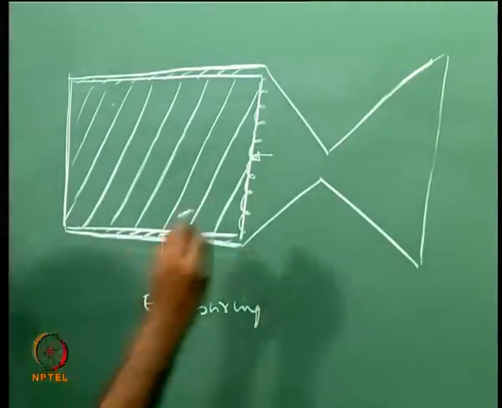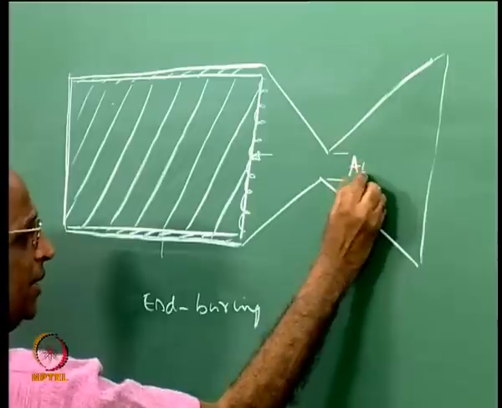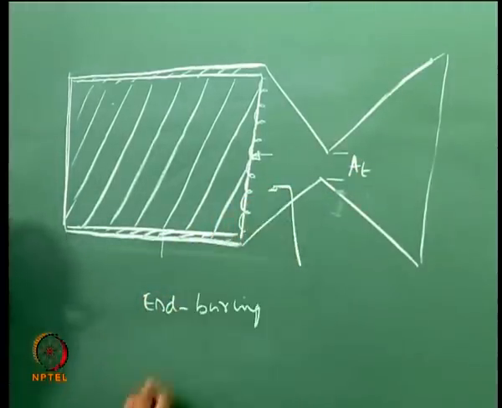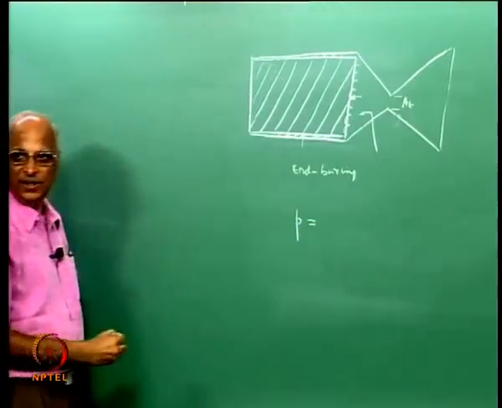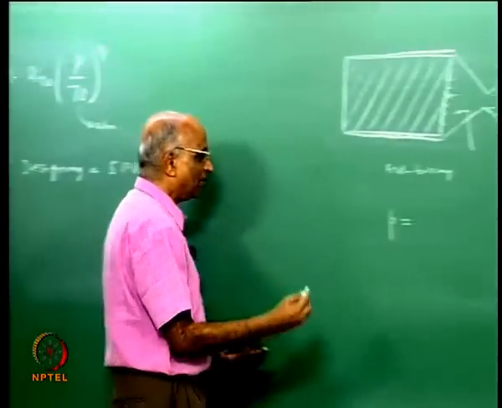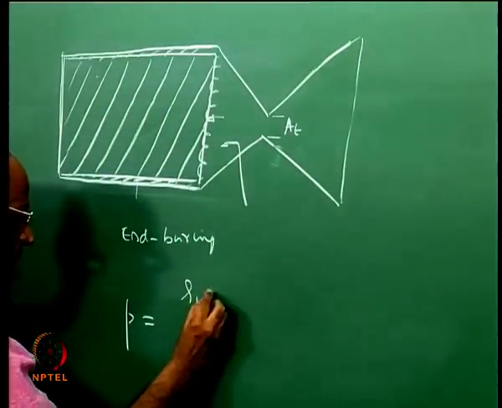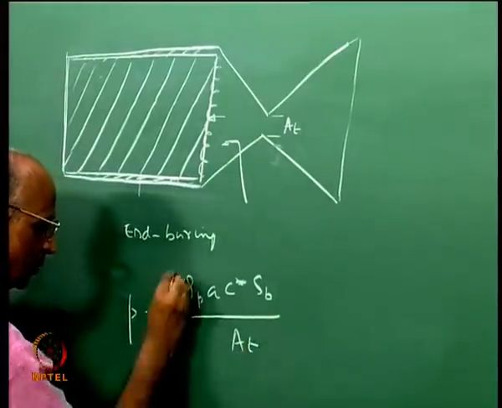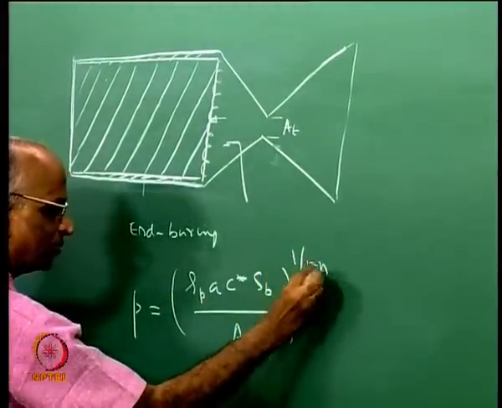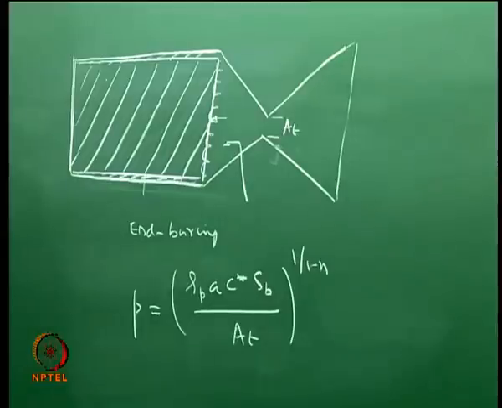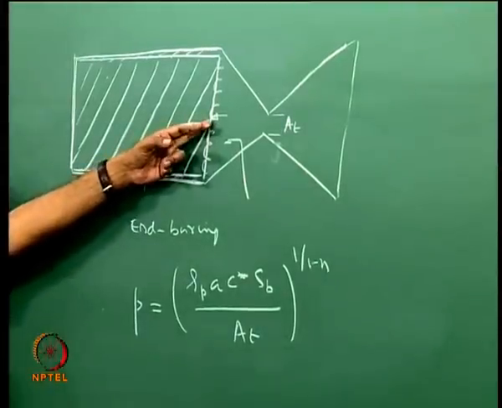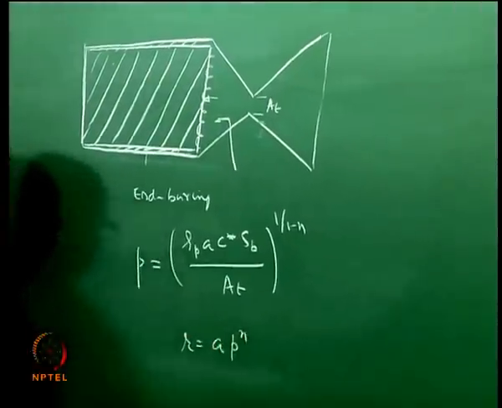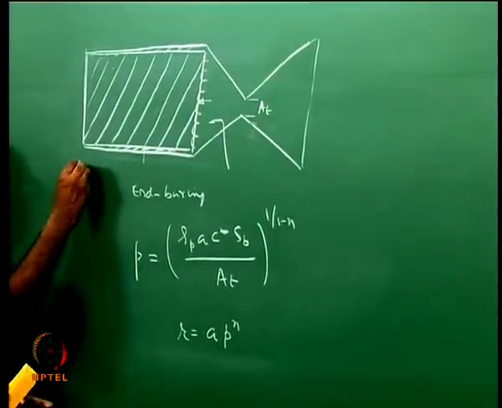Now, supposing the throat area of the nozzle is A T. What is the value of pressure over here? We have already done it, the equilibrium pressure, and that is equal to, let us write it down, rho p a C star S B divided by A T, to the power 1 over 1 minus n. Once I know the equilibrium pressure for a given value of S B, I know the value of burn rate, R is equal to a P to the power n.